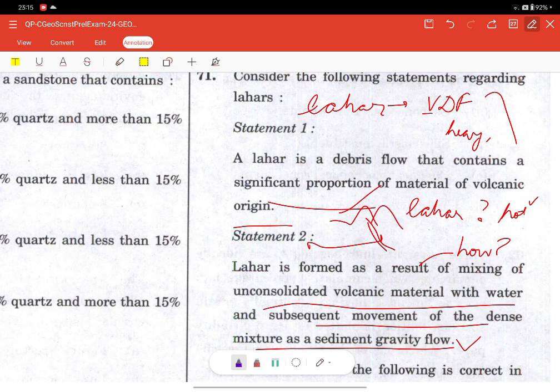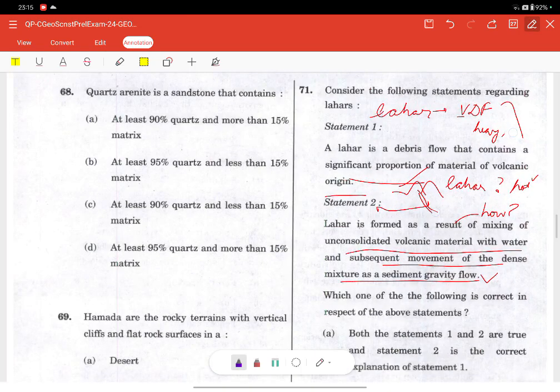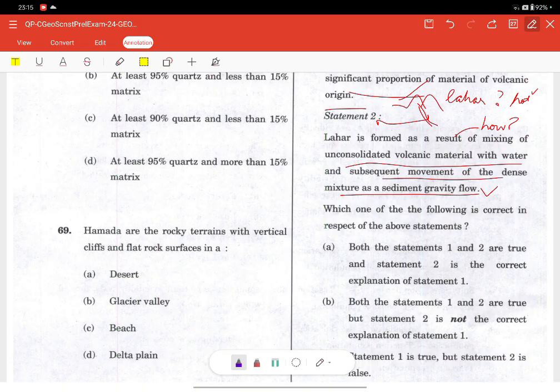I've told you what the sources can be. I will again tell you the sources can be heavy rainfall, a breach of crater lake, and the melting of snow and ice during eruption. So both the statements are true, and statement 2 correctly explains statement 1. So option A would be correct.